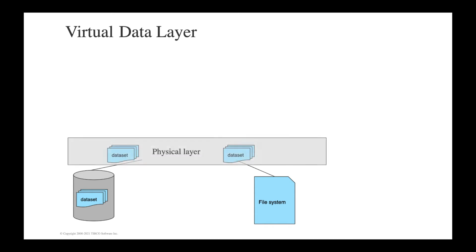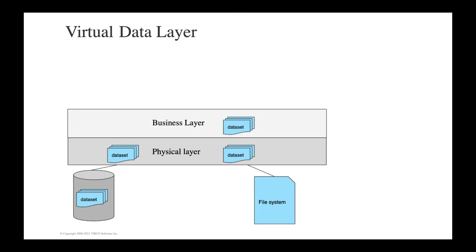Layer 1, the physical layer, which we use as a direct representation of the data sources. Layer 2, the business layer. On this layer, we transform and join different data sets in order to create one or more business representations of one or more specific data sets.